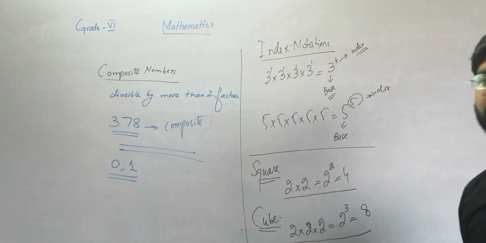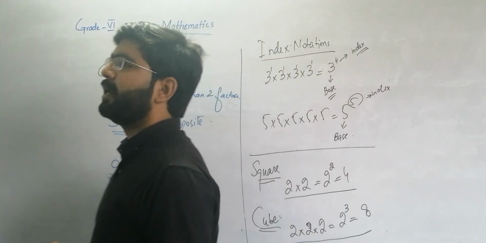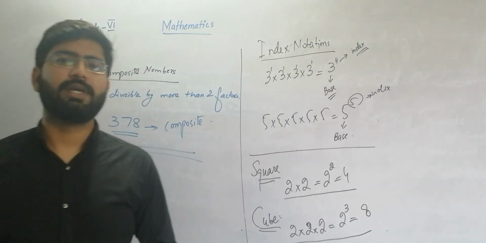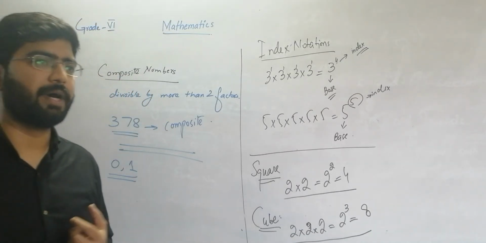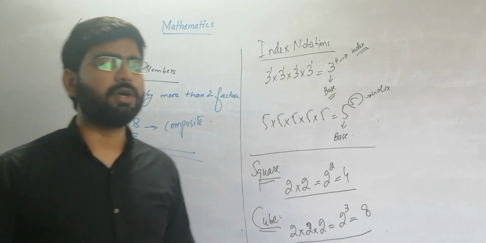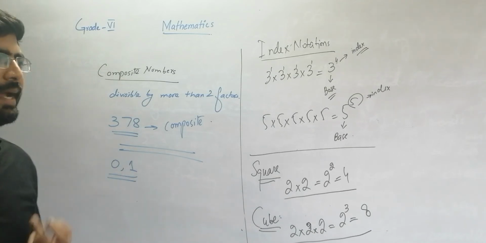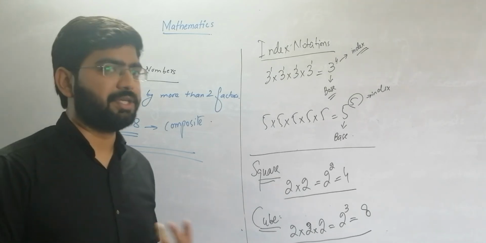It is called a cube. So, for today's lecture, we have learned what factors are, the numbers which are exactly divisible by other numbers, the prime numbers, the even numbers, the odd numbers, squares, cubes, and finally index notations.